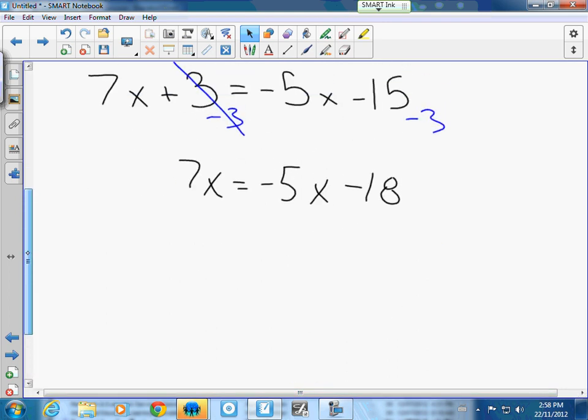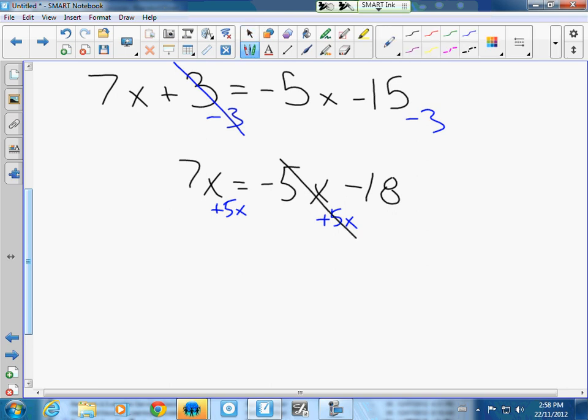Okay, then what did you do? Careful here, you moved the whole negative 5x, not just the negative 5. So to do that, what do you do? You add 5x. So then what do you do over here? Add 5x, right? Because left side has to equal right side. Okay, these are gone. So what's 7x and 5x? 12x equals negative 18, right? That's where you got to, right?